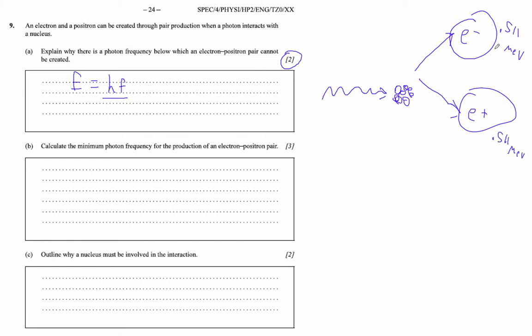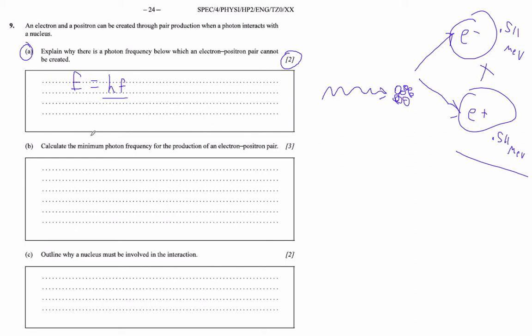So basically, photons below that total energy, adding those together, cannot create that. And I think it's got to be a bit more than that too. But that's the fundamental reason: you have to have enough energy to create these particles.